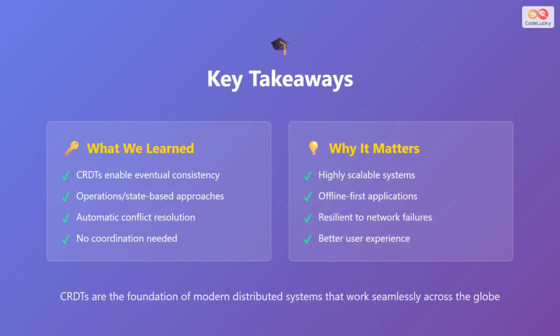Let's recap what we learned. CRDTs enable eventual consistency, allowing temporary disagreement that automatically resolves. They come in operation-based and state-based flavors. They provide automatic conflict resolution without any central coordinator, and these properties are why they matter.